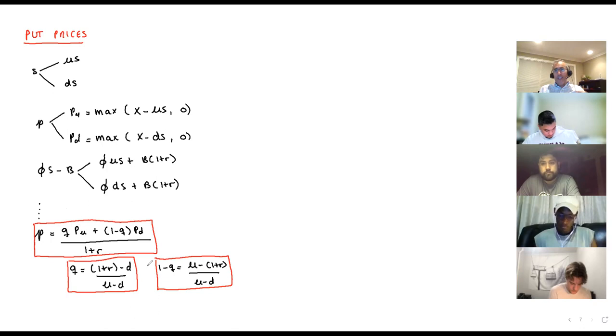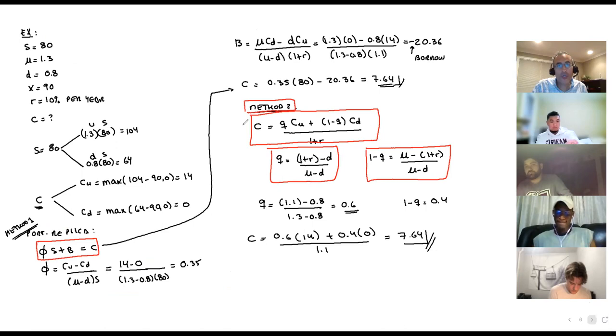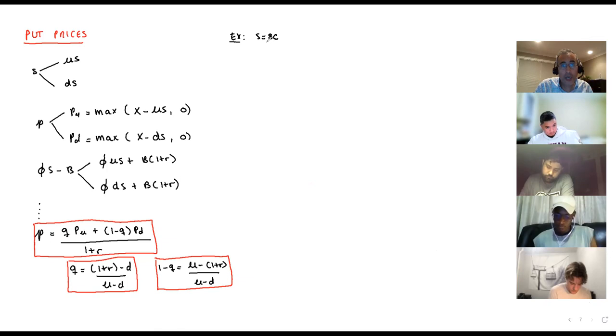Make sense? Okay. Example. Let's use exactly the same data as before. What was the data? Give me one second. Let me take a picture. Okay, so let's go. S equals 80. I want you to do the trees, okay? Always do the trees. U equals 1.3, D equals 0.8, X equals 90, R equals 10%, and that's it. So what is the value of my put?